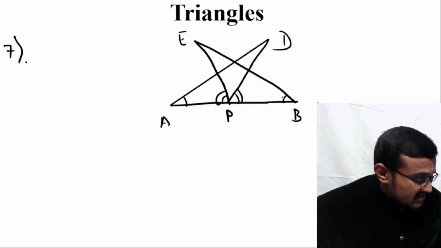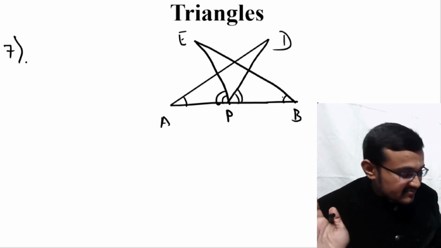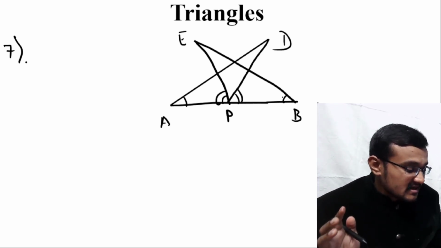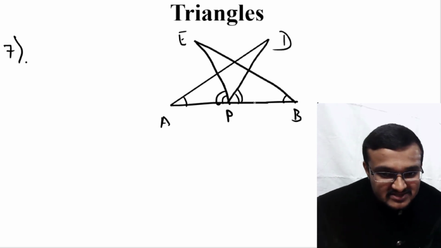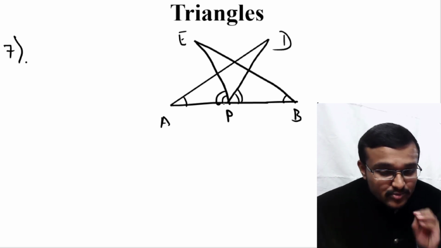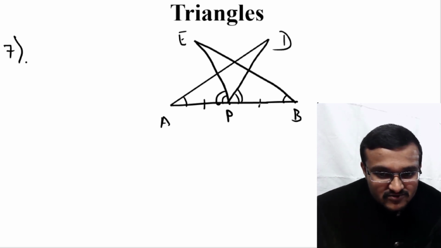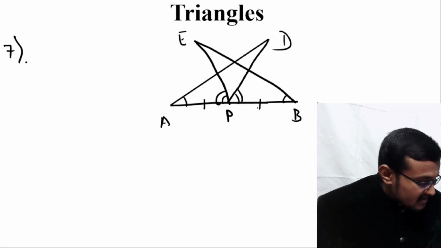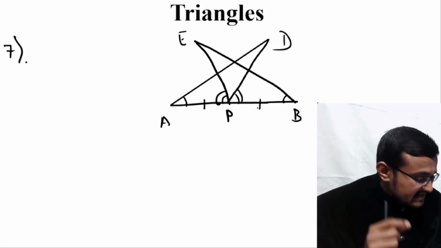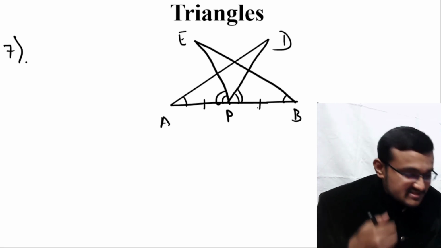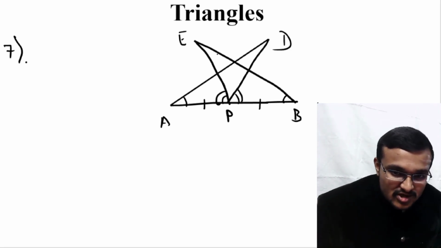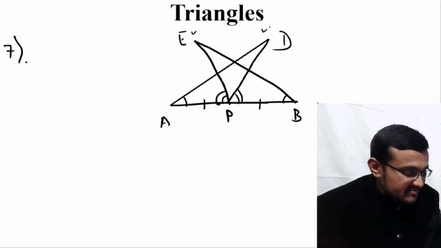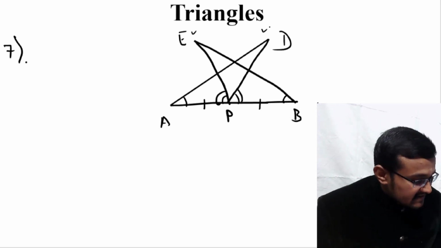So now AB is a line segment and P is the midpoint. So that means they are saying P is the midpoint of AB. So this side will be equal to this side. And here D and E are points on the same side of AB. So that means on the same side this D and E are lying. So on the upper side of AB, this D and E are lying.